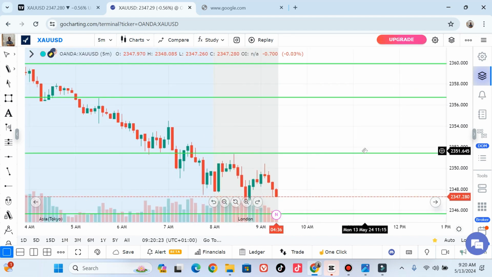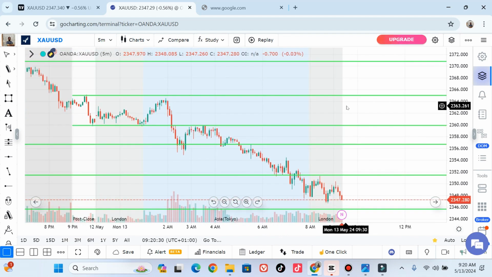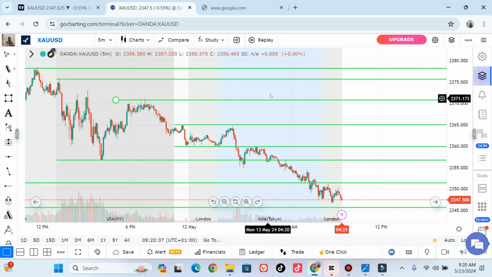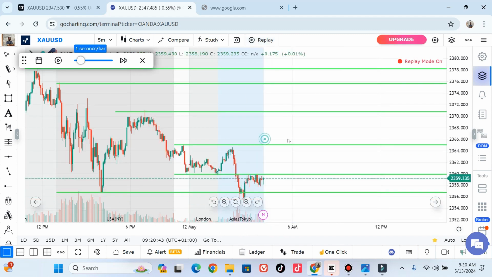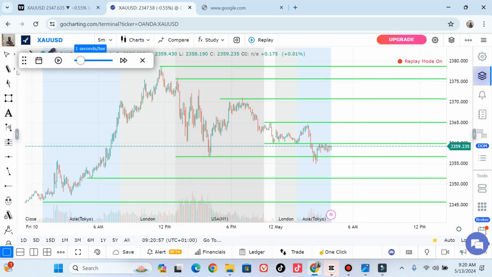Most of the time it is better for you if you know how to read the market, understanding real price action. Now I have my key points, and I got into the market at this level right here. When I came to the market, I could see there's a level that I can draw from here down to this level.